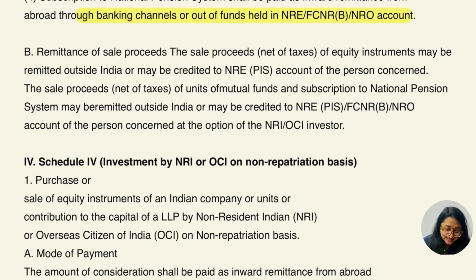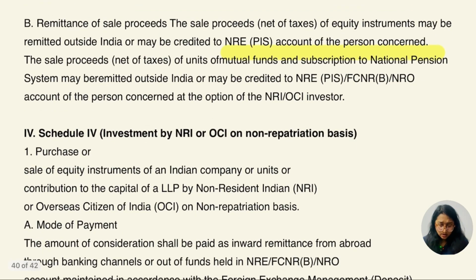Remittance of the sale proceeds: the sale proceeds, net of tax, of the equity instrument may be remitted outside India, again the same thing, or may be credited to the account of the person concerned. The sale proceeds of units of mutual funds or the subscription to the National Pension System may be remitted outside India or may be credited to the concerned account. So it is not that convoluted.